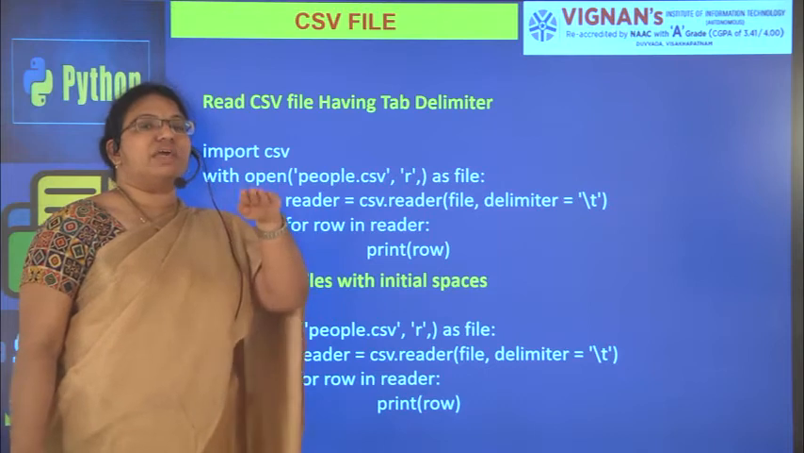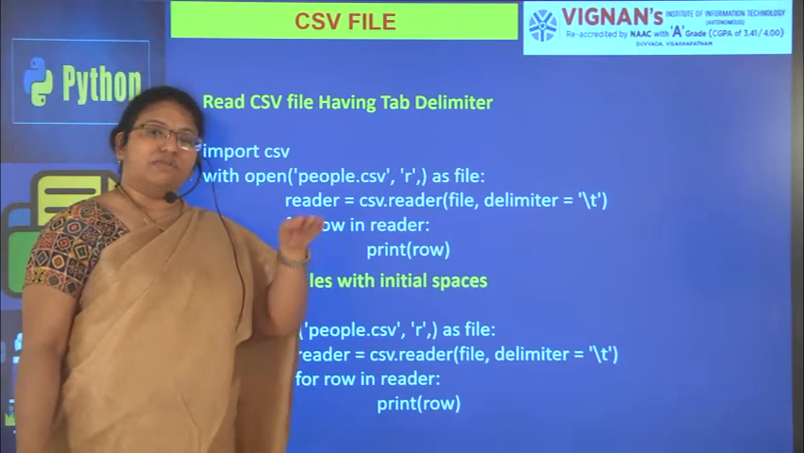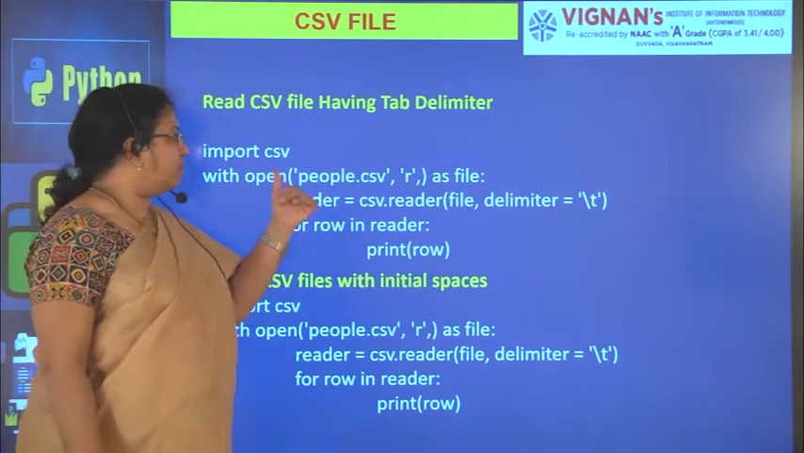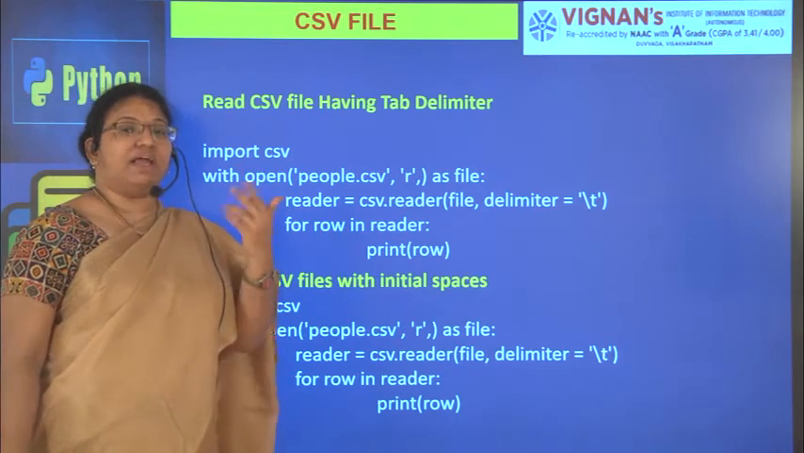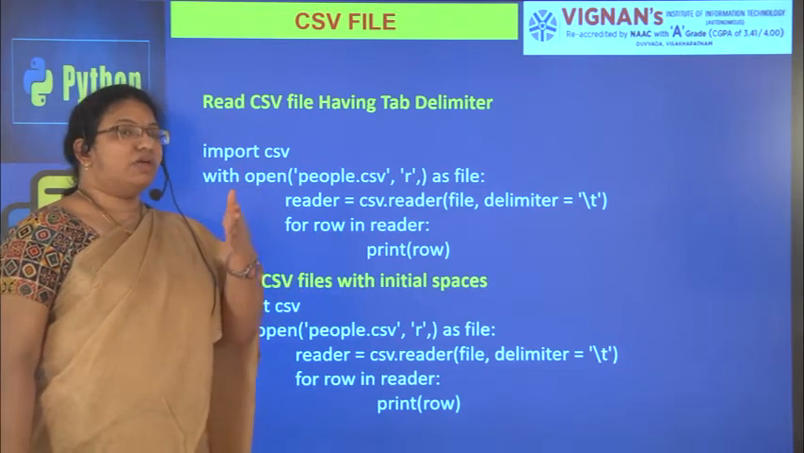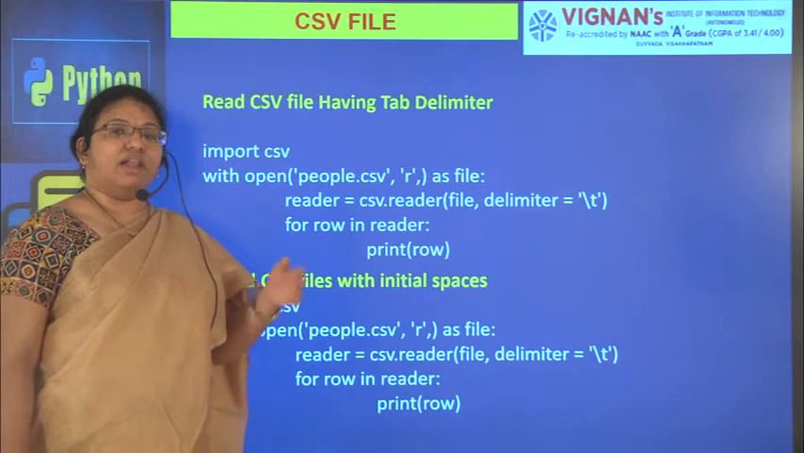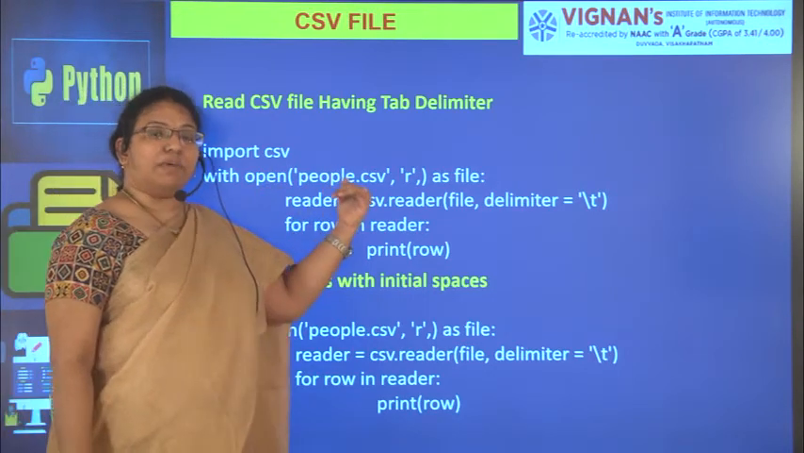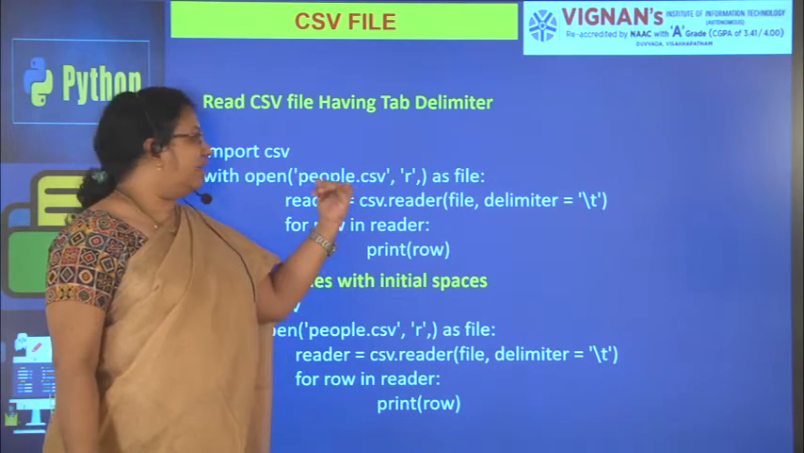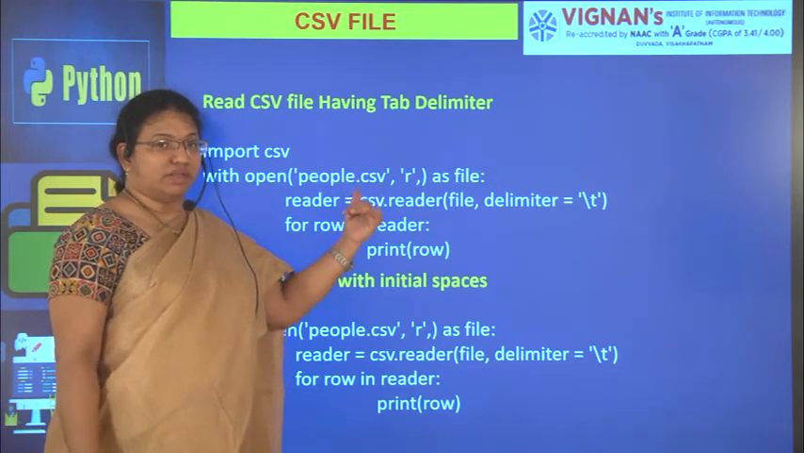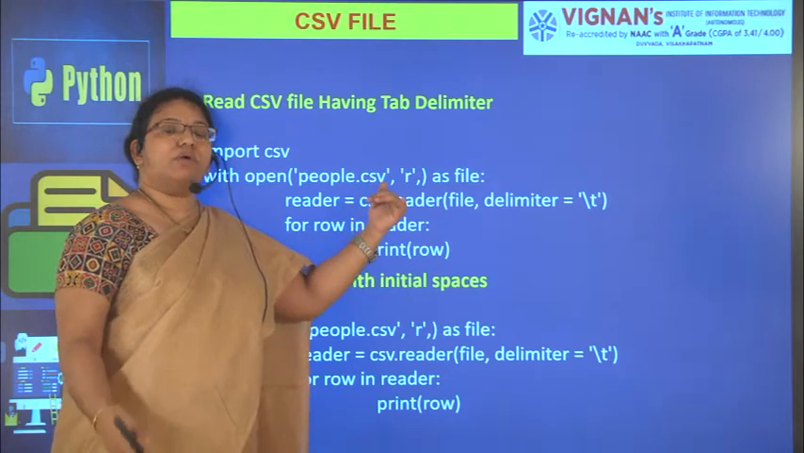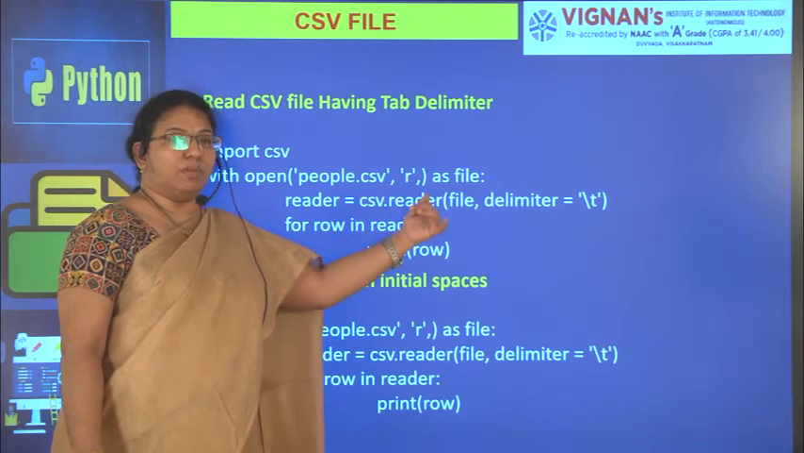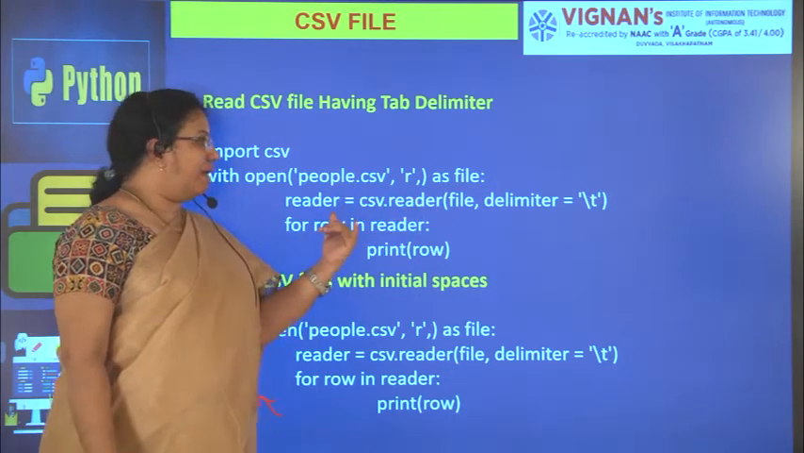So before working with a CSV file, we have to import csv. So first we are importing our CSV, and we have to open that file. In order to open your file, what method will we be using? Open will be used. The name of the file is people.csv I'm working with. So I'm opening it. In what mode? Read mode. So first we open the file.